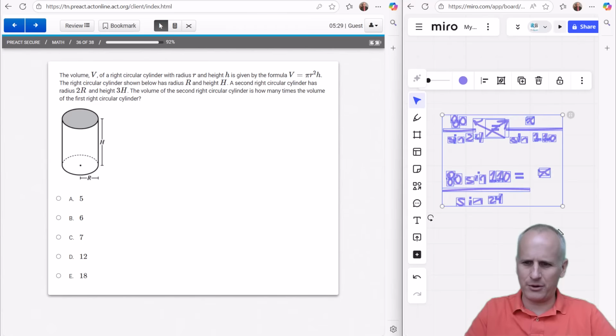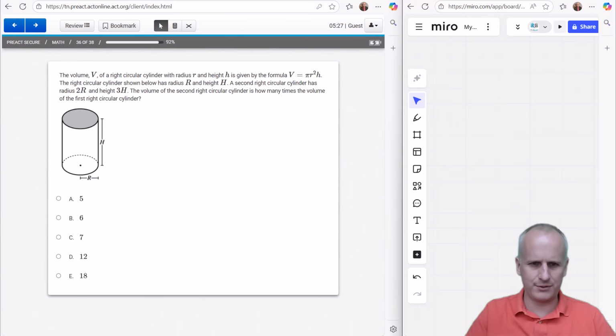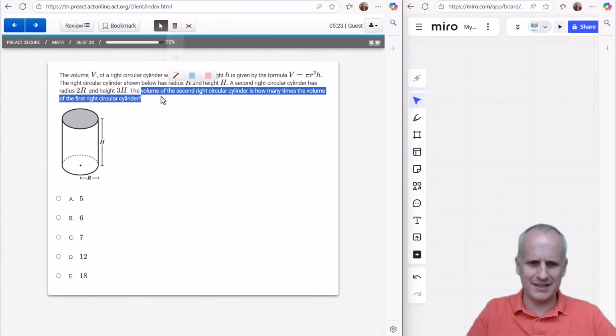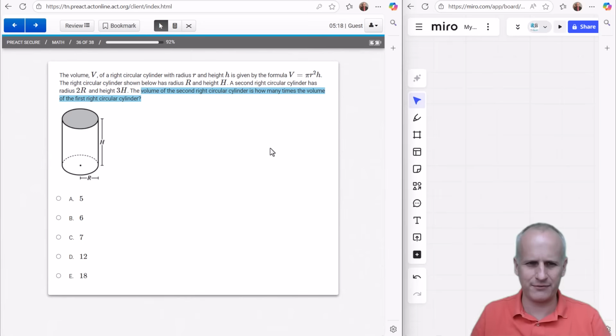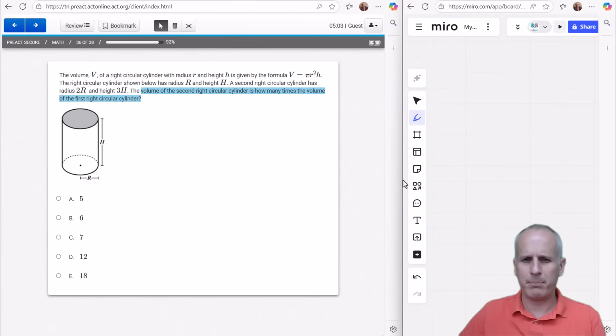Here, since I'm already with the scratch work, I can probably do this one as well. We skipped to the end, of course. We were being asked for the volume of the second right circular cylinder being equal to how many times the volume of the first right circular cylinder. Again, since I'm using a bunch of different variables, it might be easier to use the scratch pad at this point. So volume V of a right circular cylinder with radius r and height h is given by the formula V equals pi r squared h.